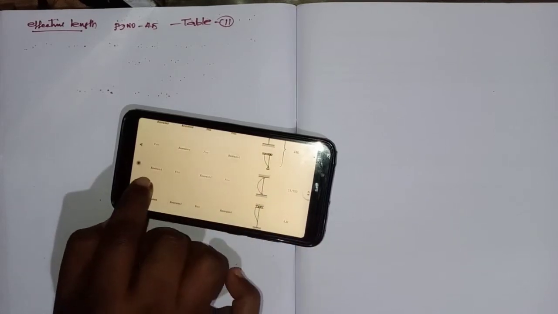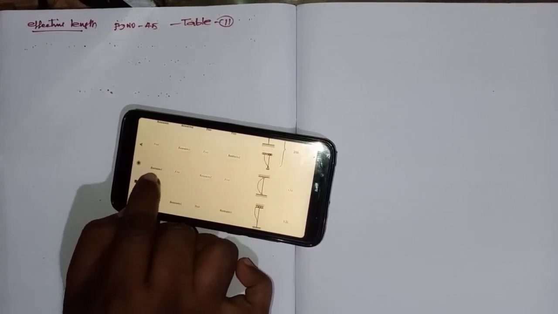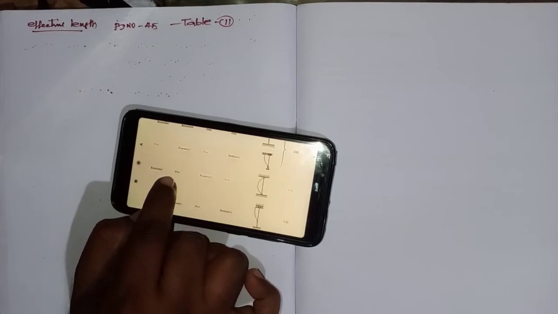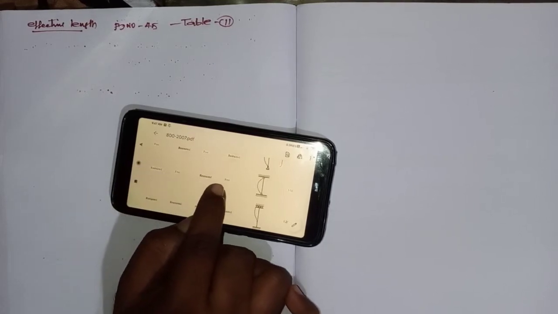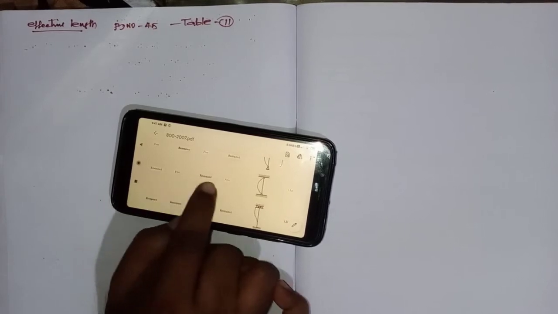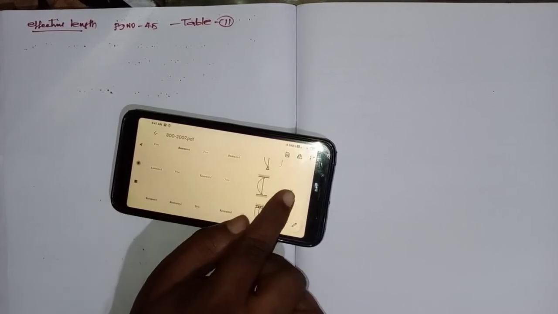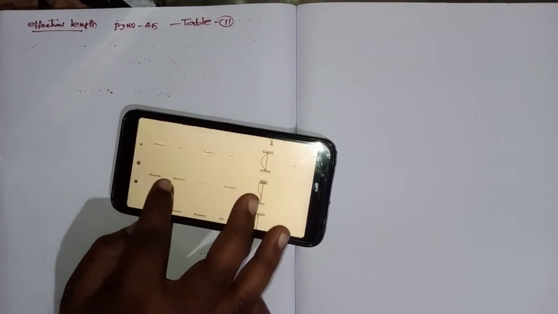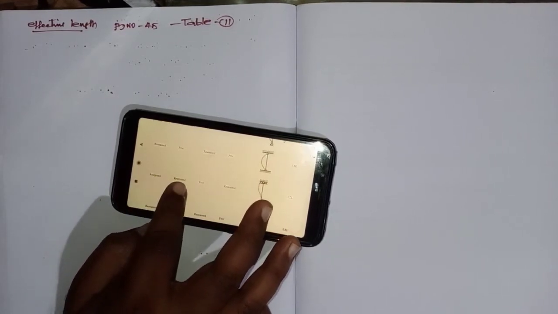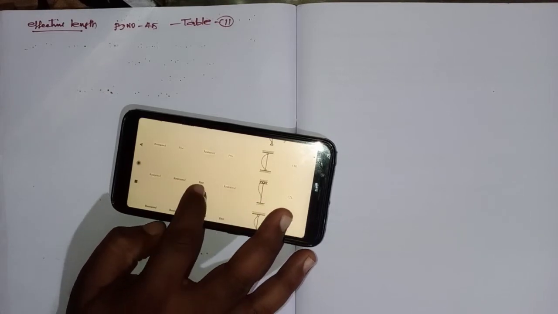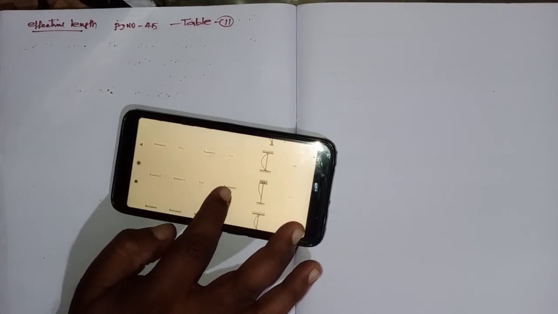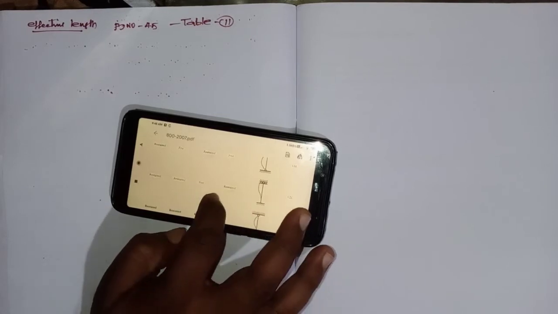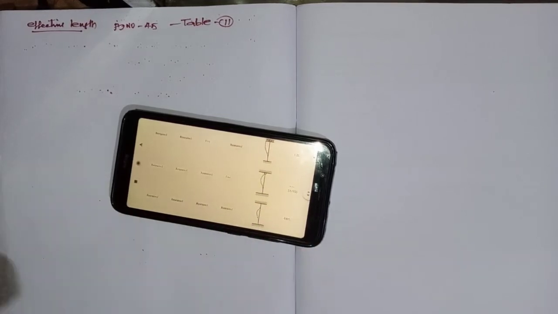Next, one end of the column is restrained against translation but free to rotate, which means both ends hinged condition. So it is 1L. Next, one end of the column is restrained against translation and rotation, and the other end is restrained against rotation and free to translate. It is 1.2L. Like that, in the problems, to calculate the effective length, the boundary conditions will be given.